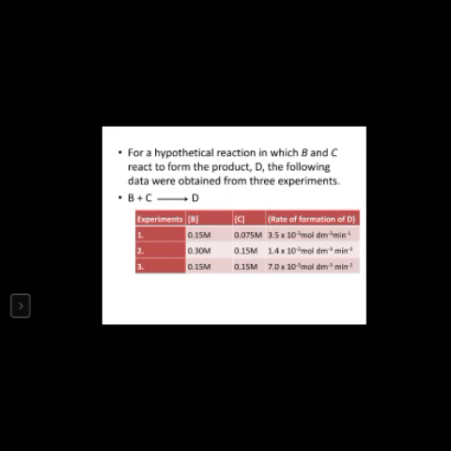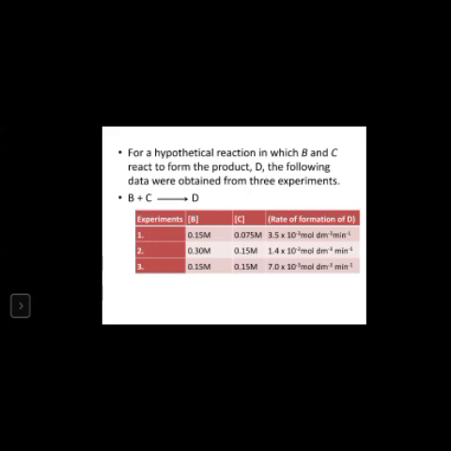From 1 to 3, I kept B constant. I took the same thing, 0.15 molar. Then I went to C, because it is C I am monitoring now. I moved from 0.075 to 0.15 molar in experiment 3. I have doubled C, but I kept B constant. Remember, I'm using experiment 1 and experiment 3, and I'm going to compare them now. I kept B constant and changed the concentration of C. Look at the rate of formation of D: it has doubled.